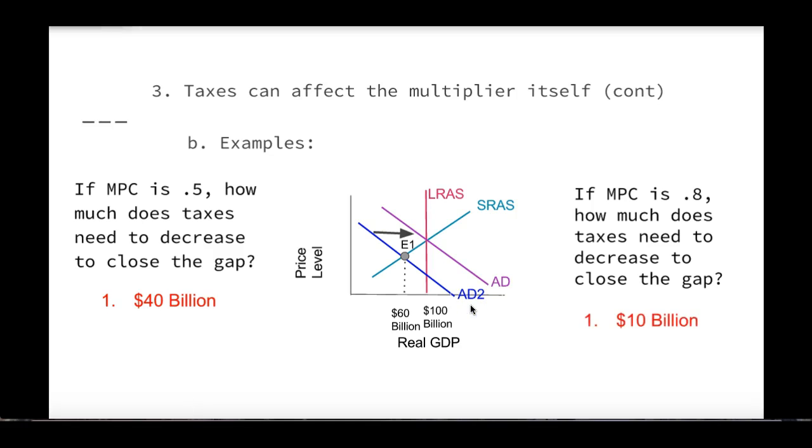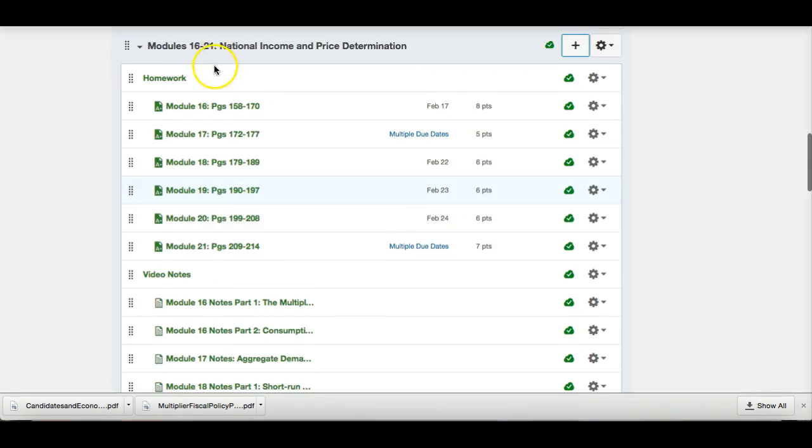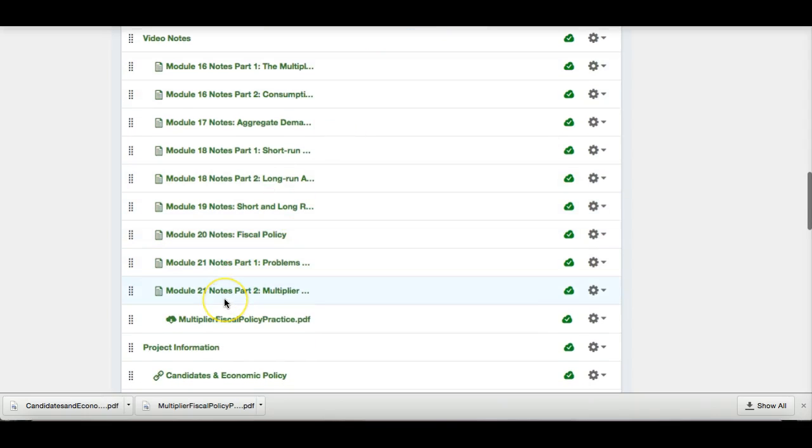All right. Now, if you need more practice with this, you can go to Canvas for extra practice. If you go on Canvas under modules 16 through 21, underneath these video notes, underneath module 21 notes, part 2, multiplier on the fiscal policy, which is what you are watching currently, there is this multiplier and fiscal policy practice. If you pull this up, it does go through a couple of examples for you. I will post the answers right underneath that after today.